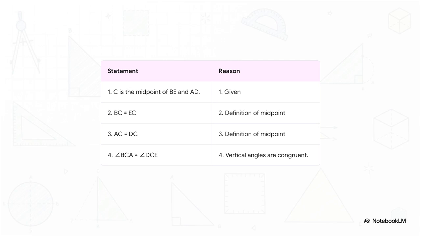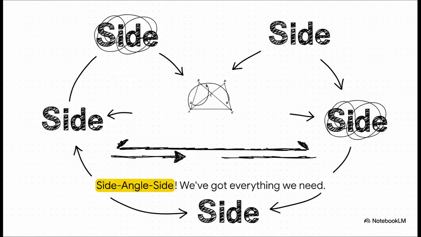If you look really close at the diagram where those lines cross, you should spot them, a pair of vertical angles. So we can state that angle BCA is congruent to angle DCE. And our reason is a theorem straight from our toolkit. Vertical angles are congruent. Time to mark up our diagram again. We'll add those little angle arcs to show they're congruent.